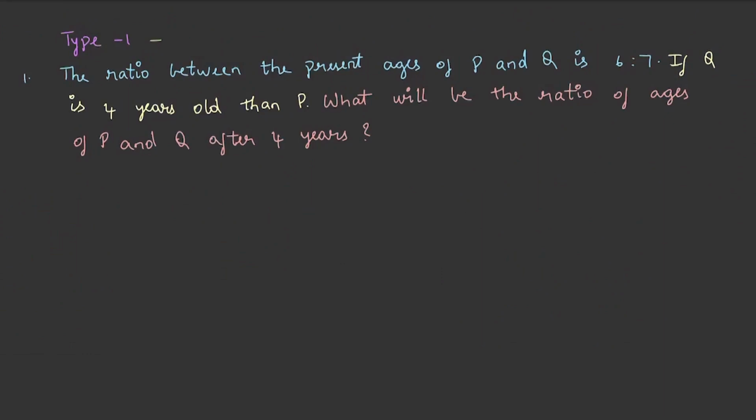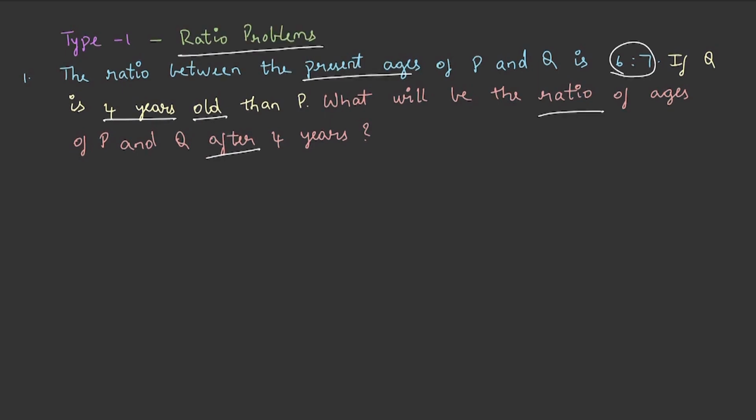We shall discuss a concept in quantitative aptitude, that is problems on ages. Let's understand the types of questions which are usually asked in this concept. Here we go. Type 1. The ratio between the present ages of P and Q is 6:7. If Q is 4 years older than P, what will be the ratio of ages of P and Q after 4 years? Here we can find some ratios and data given. Based on this, we need to find the solution to the question. So let's name this type of questions as ratio problems.